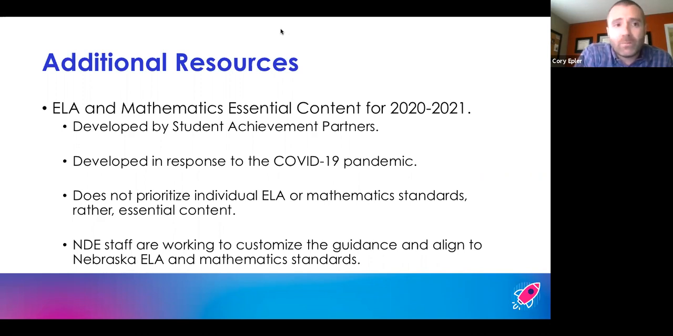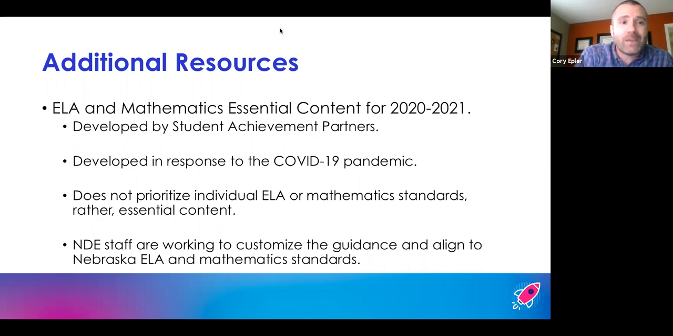I don't know about you all, but as we're having conversations about reentry, one of my fears is that we're putting SEL aside from content. And so what we're trying to do at NDE is really make sure that those content and SEL considerations are linked. And the document does that for you.